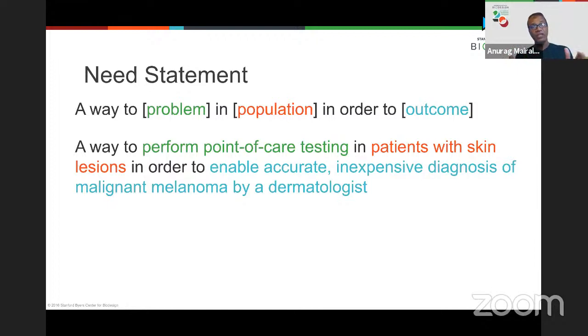So if you think about it, it's a very structured needs statement. It took a lot of time for them to actually get to this. But once they had it, they were very clear what their North Star was, what problem this team was trying to solve. And then they just went after it, and they were able to come up with a solution, and they ultimately were able to commercialize it.